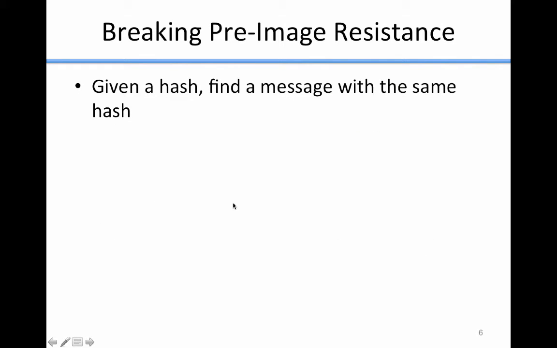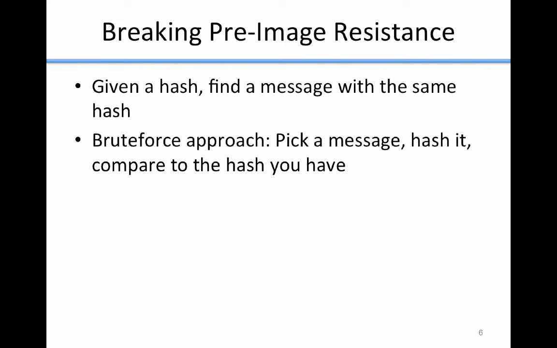Now, if I want to break pre-image resistance, which basically means that given a hash, I want to find a message with the same hash, what would I need to do? Well, I'm probably just going to use a brute force approach. That means I'm going to pick some message, hash it, and compare it to the hash that I already have. If they match, then I'm happy. How long does this take? That's an important question. If someone's going to brute force to try and break a hash, how long is that going to take them?